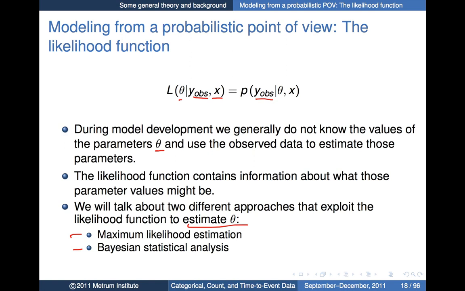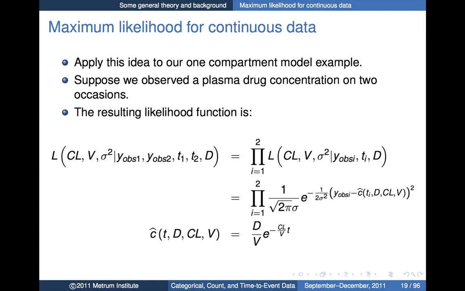So let's talk about maximum likelihood first. In particular, let's start from the more familiar case where we have continuous data. We're going to apply it to that one compartment model example. Let's suppose you observe plasma drug concentrations on two occasions. We're keeping it simple right now: one individual, and we're observing concentrations at two different times following a single IV bolus dose.